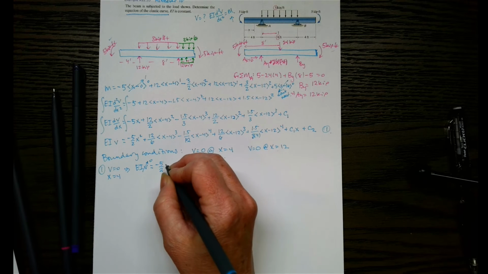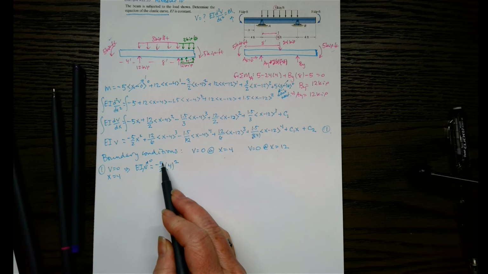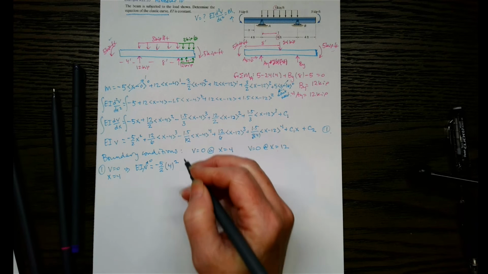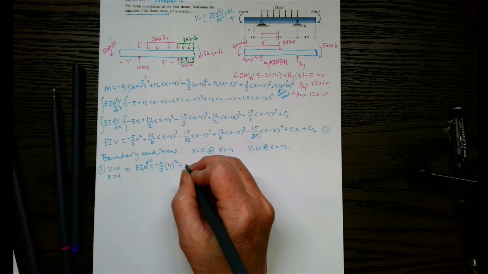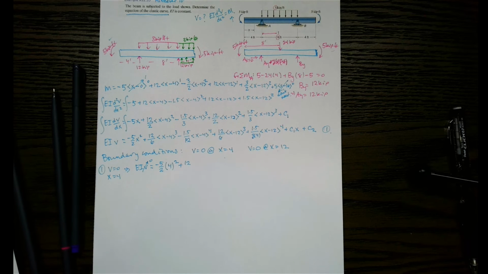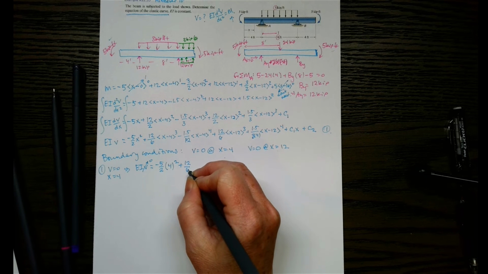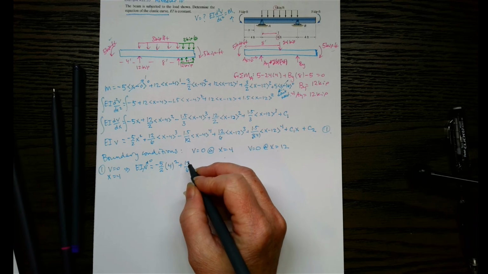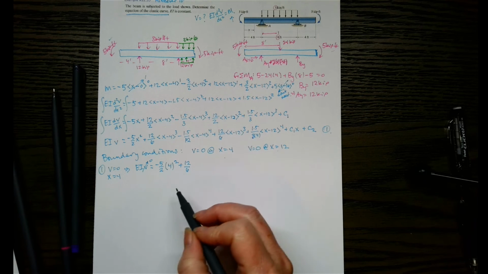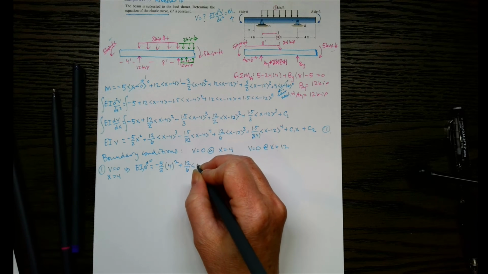And then on the right side, everywhere we see X, we're going to plug in 4. So we get negative 5 over 2 times 4 squared. Okay. Now this next one, let's see what that's going to be. Remember, these are Macaulay functions. So I just said everywhere you see X, plug in 4. That's not necessarily the case here because these are Macaulay functions.